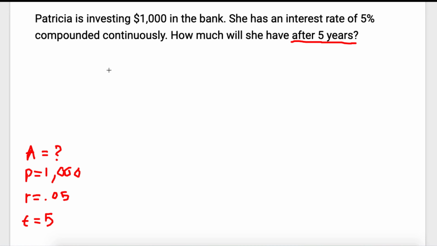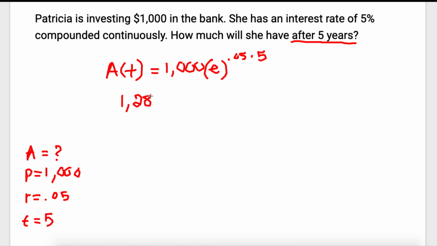So the equation will look like this. A of T equals 1,000 times e raised to 0.05 times 5. This equation will come to be $1,284.02.